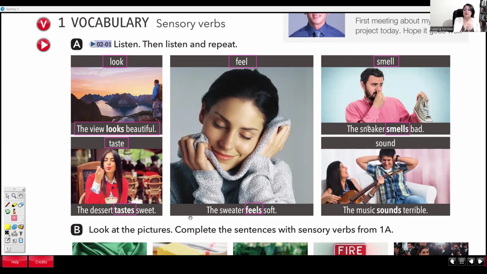And finally, we have the verb sound, which is related to the hearing.